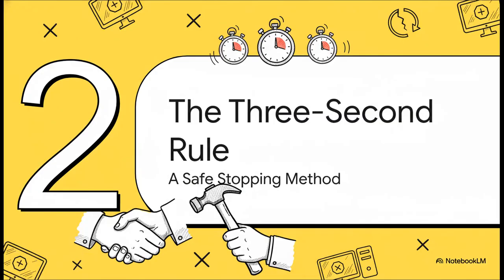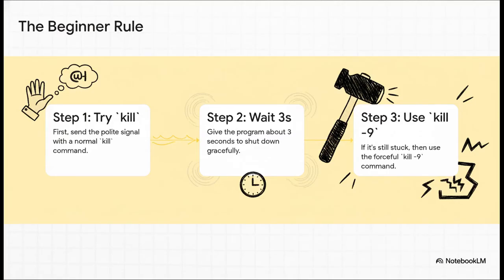Okay, so now you've got two tools in your toolkit, a handshake and a hammer. So, which one should you use, and when? Well, the best practice is a really simple and safe method that I like to call the 3-second rule. It's the absolute best way to make sure you're doing things in the right order. Here's how it works. It's just a simple 3-step process. First, you always try the polite handshake, just a normal kill command, no -9.